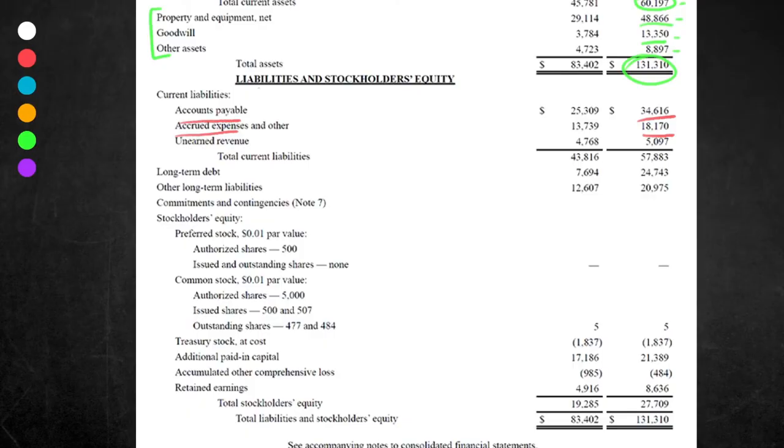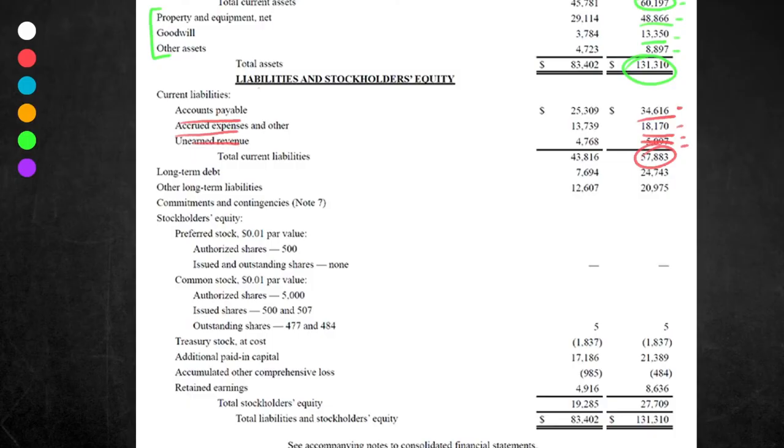We then have unearned revenue. Okay, this is money received ahead of supplying a service or a product. So simple example, say you paint someone's house and they pay you first, but you have not yet started painting. All right, the money you received up front is technically unearned. You haven't done the job yet, and that's that number there. And then we have total current liabilities, which is 57,883, which very simply is the sum of that, and that.